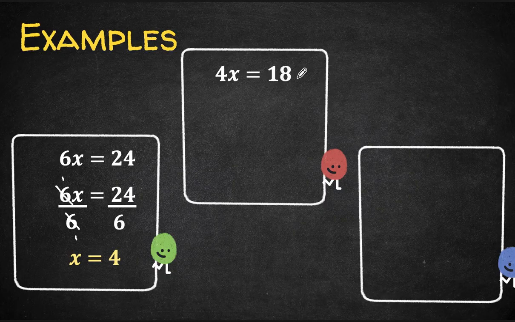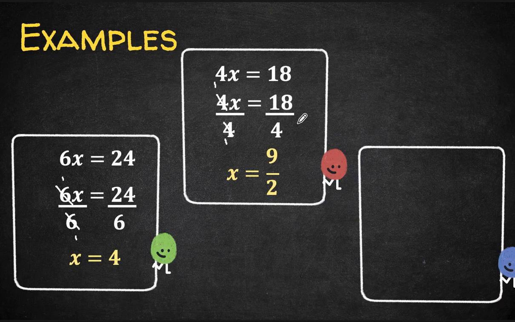Another example, we have here 4x is equal to 18. The next step is to divide both sides by 4. So that will be 4 divided by 4. The answer is 1. 18 divided by 4. 18 is not divisible by 4. So no need for us to change it into decimal number. No need to change it into mixed number. What we are going to do is just to simply get its simplest form. So 18 over 4, the lowest term is 9 over 2. So therefore, the value of x is 9 over 2.